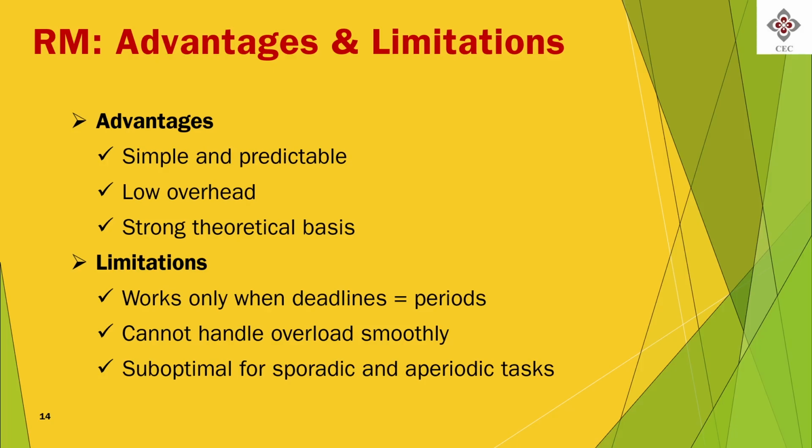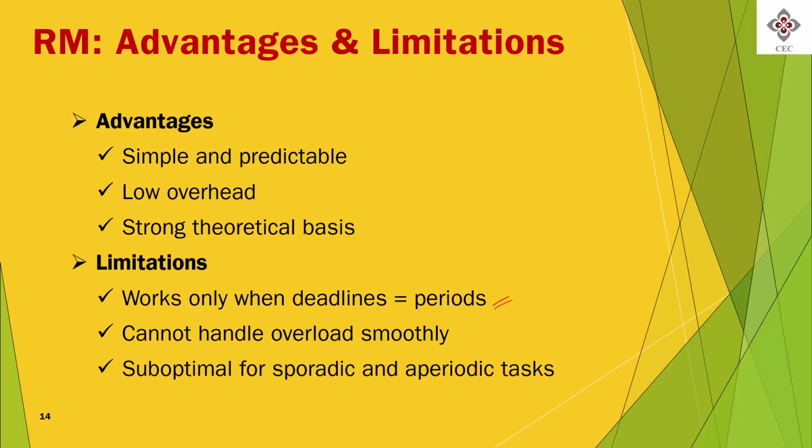Yes, the rules are set clearly: it is a preemptive algorithm which has fixed priority throughout. The limitation is that it works only when deadlines are equal to periods. Otherwise the deadline misses will happen, it will not work. If everything comes within the deadline, then this algorithm will work smoothly. It cannot handle overload smoothly, because if there is too much overload, then many tasks may miss the deadline. It is also suboptimal for sporadic and aperiodic tasks, because these are tasks which occur at indefinite times. We cannot have a constant period of occurrence of these tasks, we cannot predict. So, this is not that appropriate for this type of tasks.